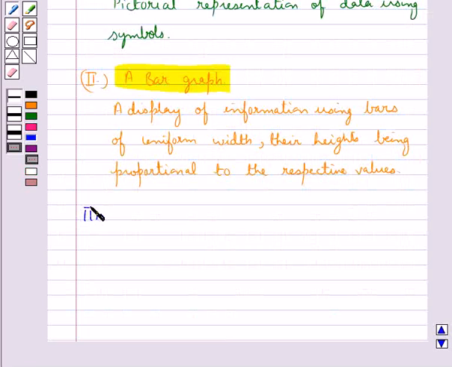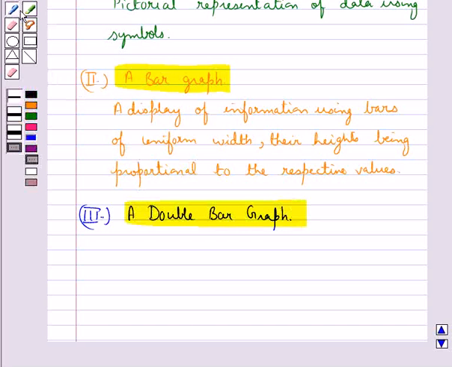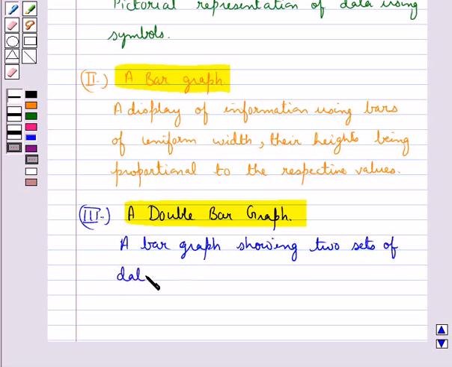Now the third way of representing the data graphically is using a double bar graph. It is a bar graph showing two sets of data simultaneously and it is basically used for comparison of data.